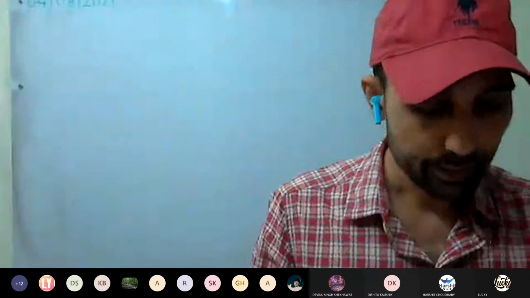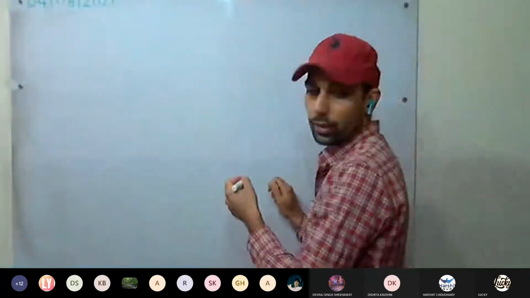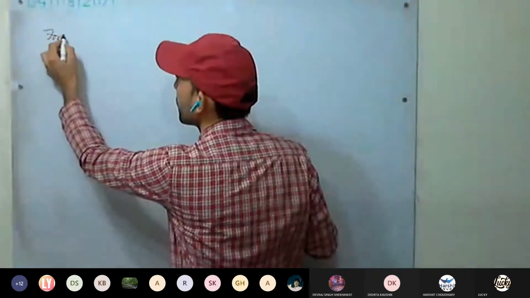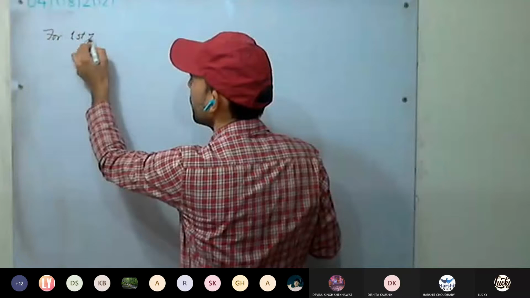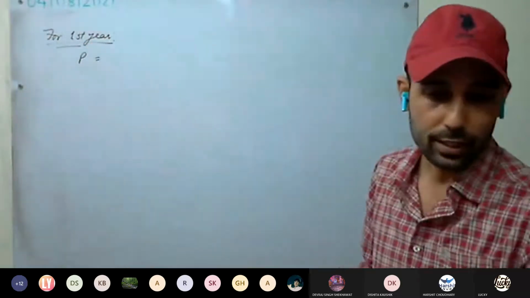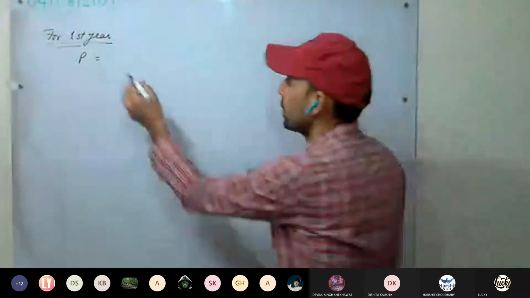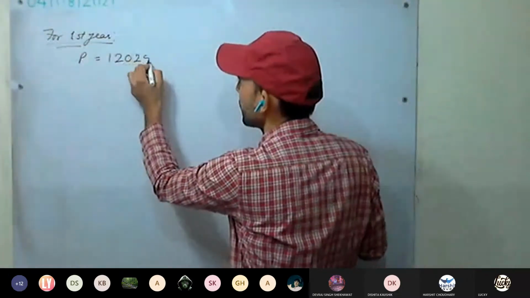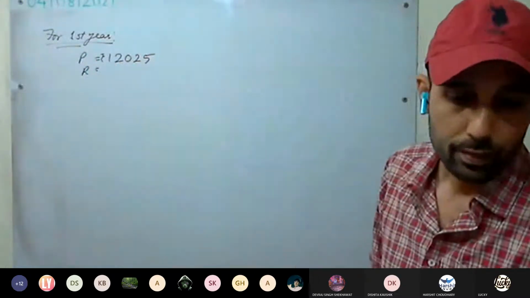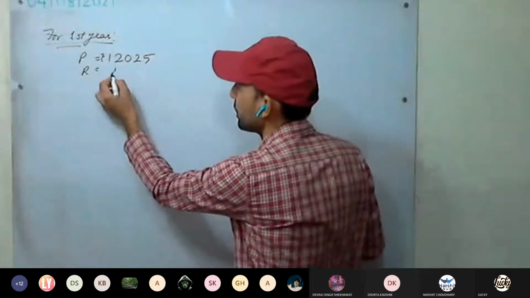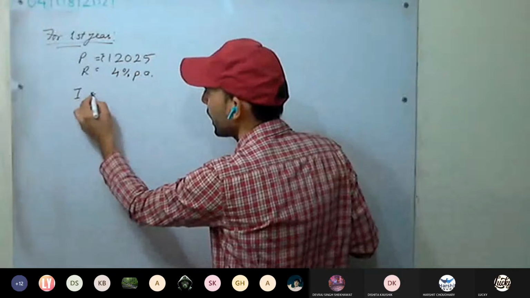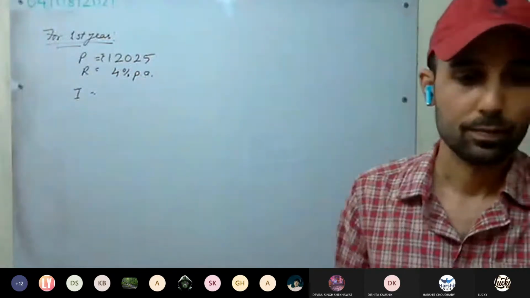Okay. So the bank lent how many rupees? For how many years? For 2 years it is. Okay. So for the first year, principal is 12,025 rupees. Okay. Rate is 4% per annum. Okay. Calculate the interest and tell me how much it is.